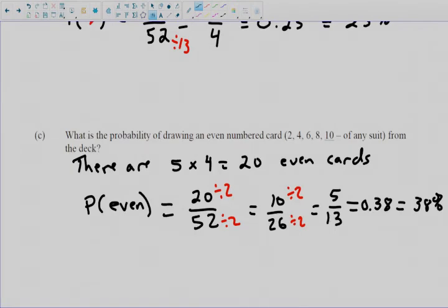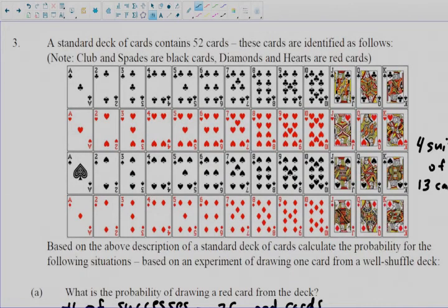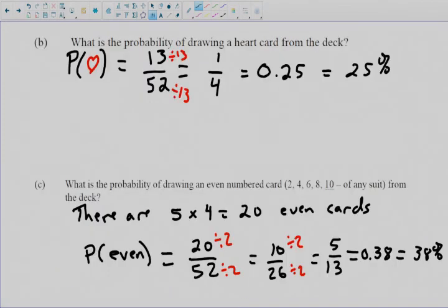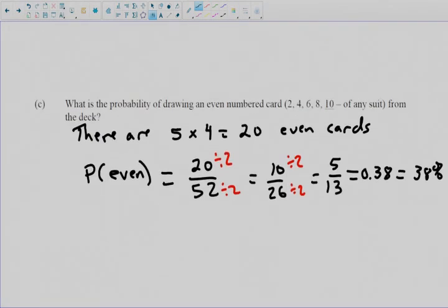Now you'll notice that 5 out of 13, if we go back to our deck of cards, that's just 1, 2, 3, 4, 5 evens out of 13 of any one suit. And this is just how fractions work, right? It's a proportional statement. So 20 out of 52 is the exact same thing as 5 out of 13. So you could have just thought of how probable it is to pick an even card out of one suit, and that would be the probability of picking an even card out of the entire deck.